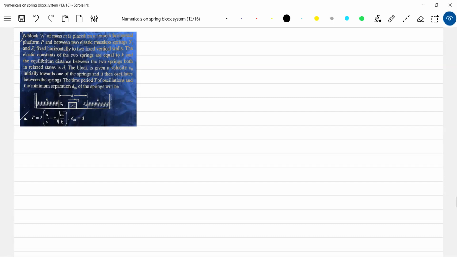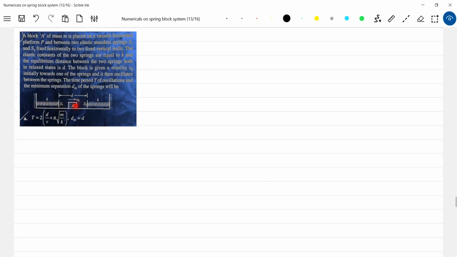So I'll give this block a velocity. It will cover a distance d by 2, then compress the spring, then return back. For half of the time period, it will be in contact with the spring. Then it will cover a distance d with the same speed v naught. Then it will compress the spring again and come back, then again cover a distance here.